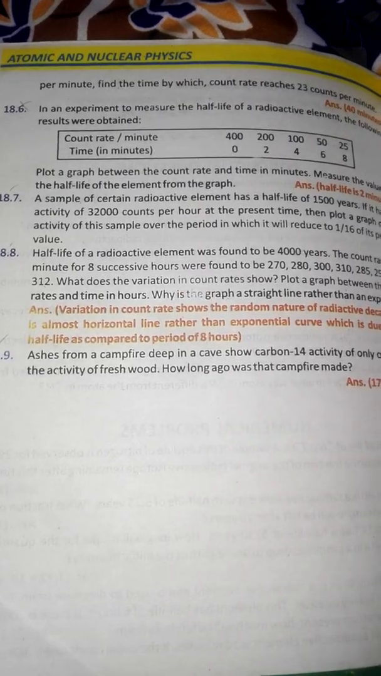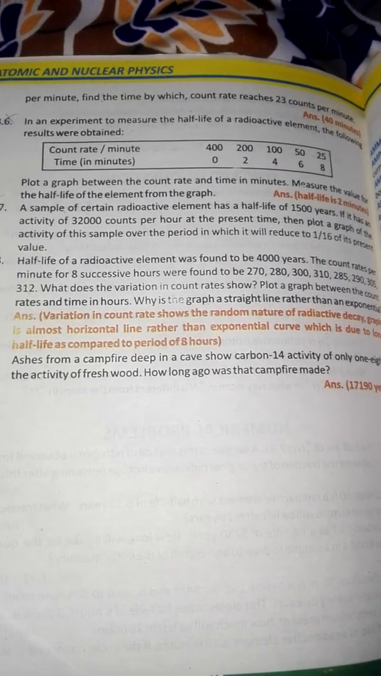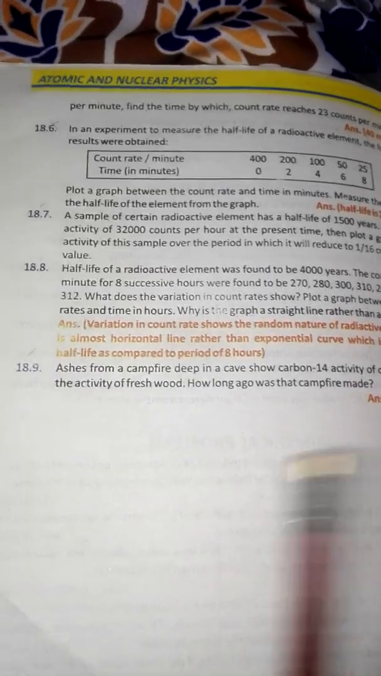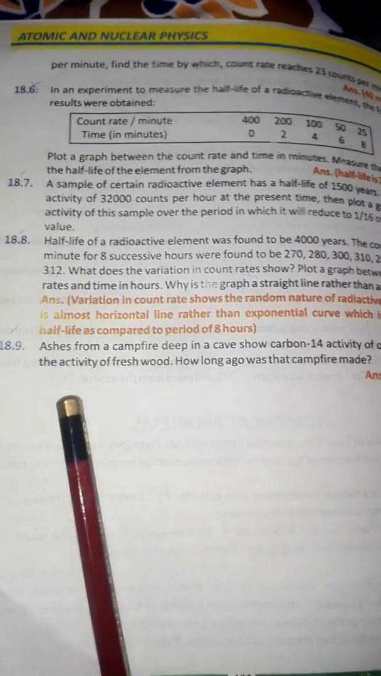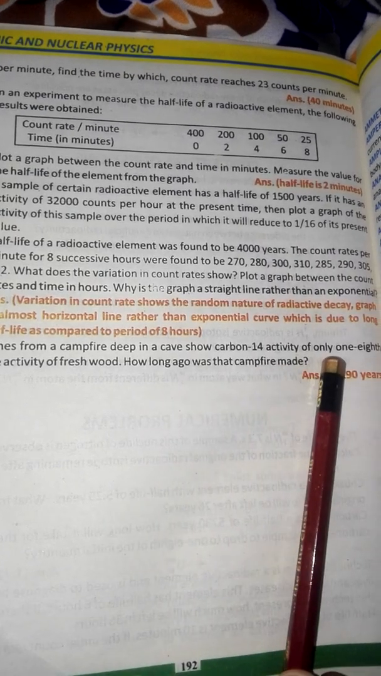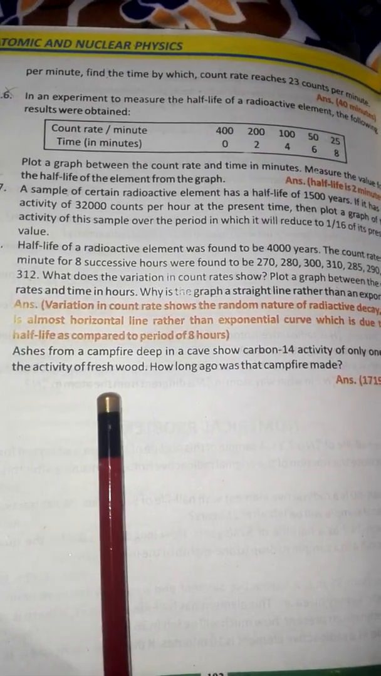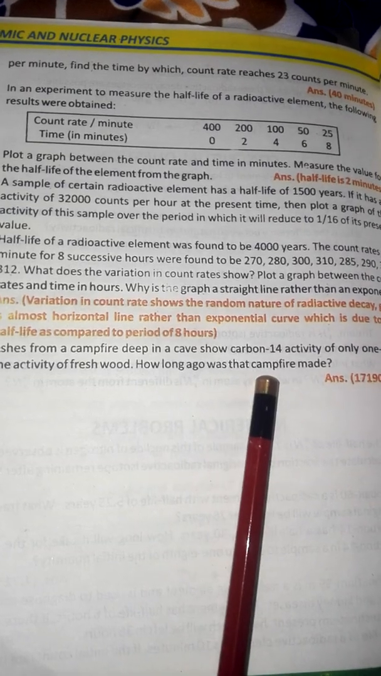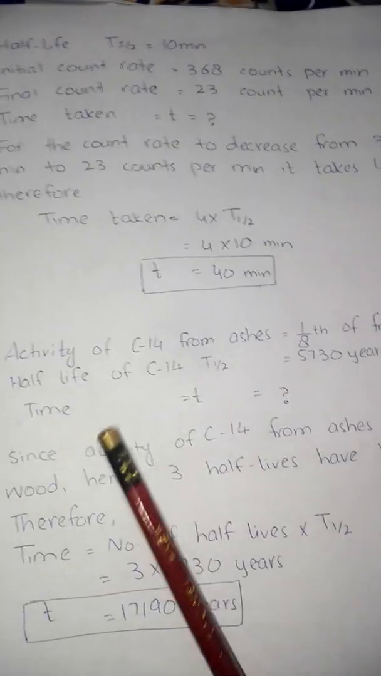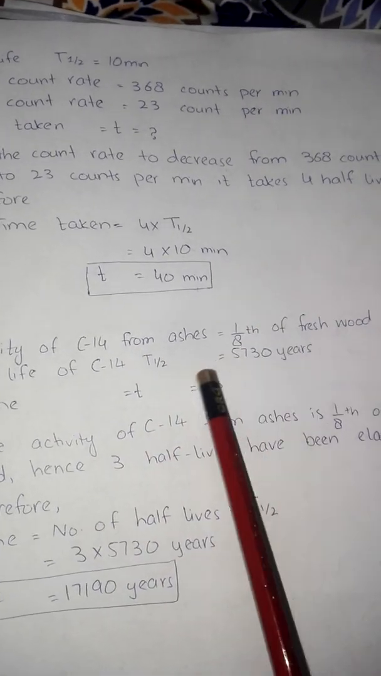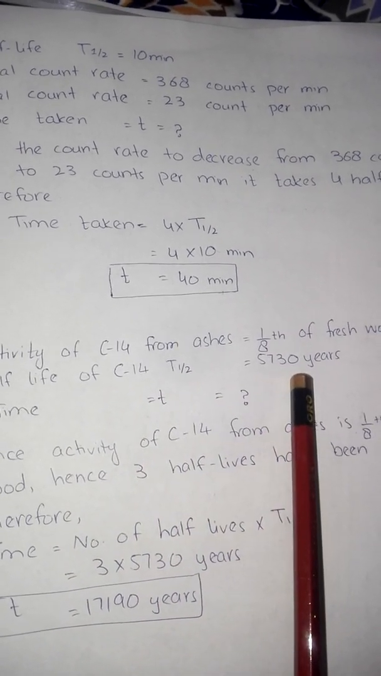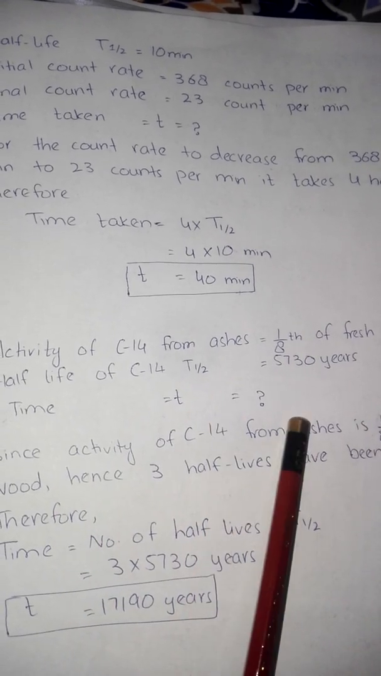18.6, 7 and 8 we leave, because these are the ones that we have to do on graph paper, so we will do them later. Now we are going to the last one, that is 18.9. Ashes from a campfire deep in a cave show carbon-14 activity of only 1/8 the activity of fresh wood. How long ago was the campfire made? So activity of carbon-14 from ashes is 1/8 of fresh wood, and the half-life of carbon-14 t1/2 is 5730 years, and the time we have to find.